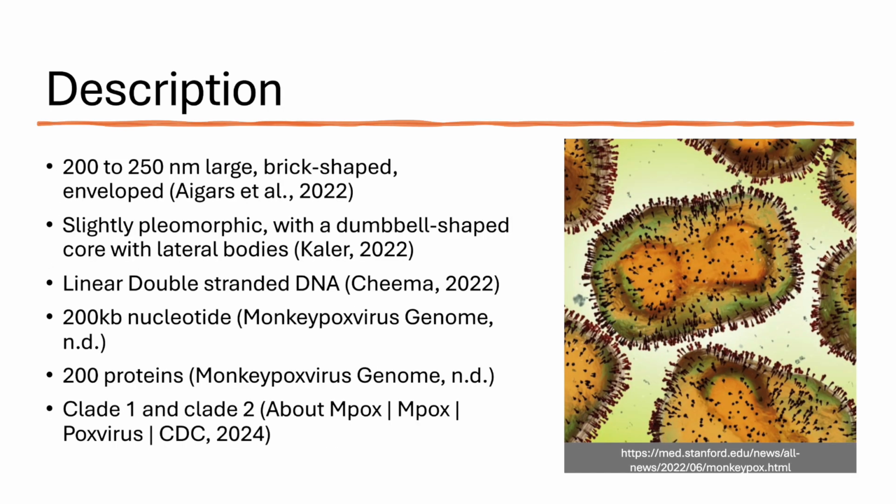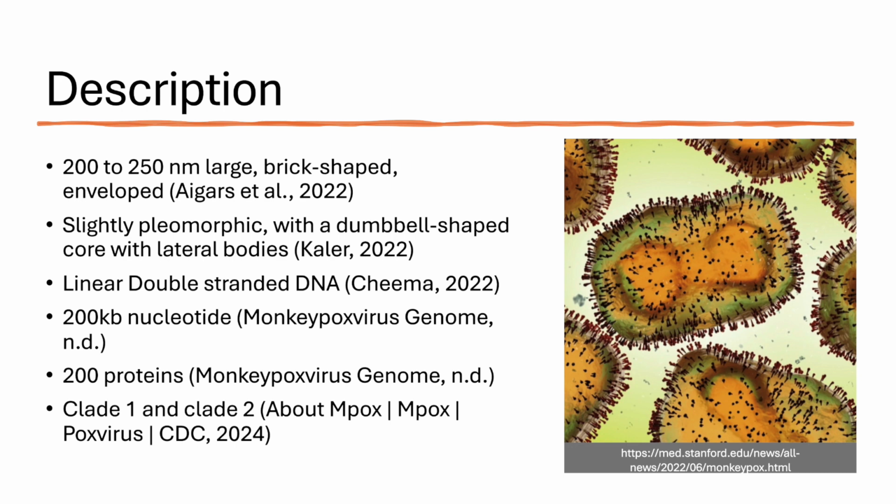The Mpox virus is 200 to 250 nanometers in size. It is brick-shaped and enveloped, meaning the outermost layer is a lipid membrane that wraps around the virus. It is slightly pleomorphic and has a dumbbell-shaped core with lateral bodies, as illustrated in this picture. It has a linear double-stranded DNA. The pox virus genome is about 200 kilobases in size and encodes about 200 proteins.